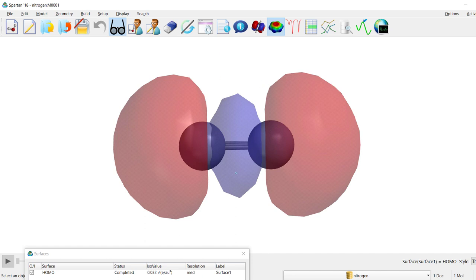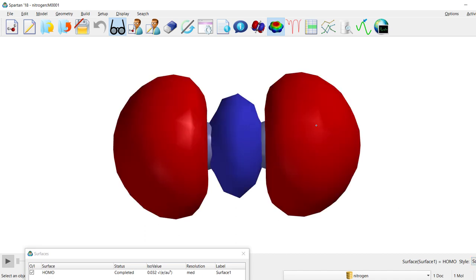If you look here, the node tells you what? The node tells you when you go from, if you want to call the red positive and the blue negative or vice versa, doesn't really matter to me, but anytime you change color, you have to go through a node, right? Because you're looking at the amplitude of the wave function. And so if you're going from, say, negative to positive, you had to go through zero, and zero is a node, right? That's really important if you think about it as a wave function.